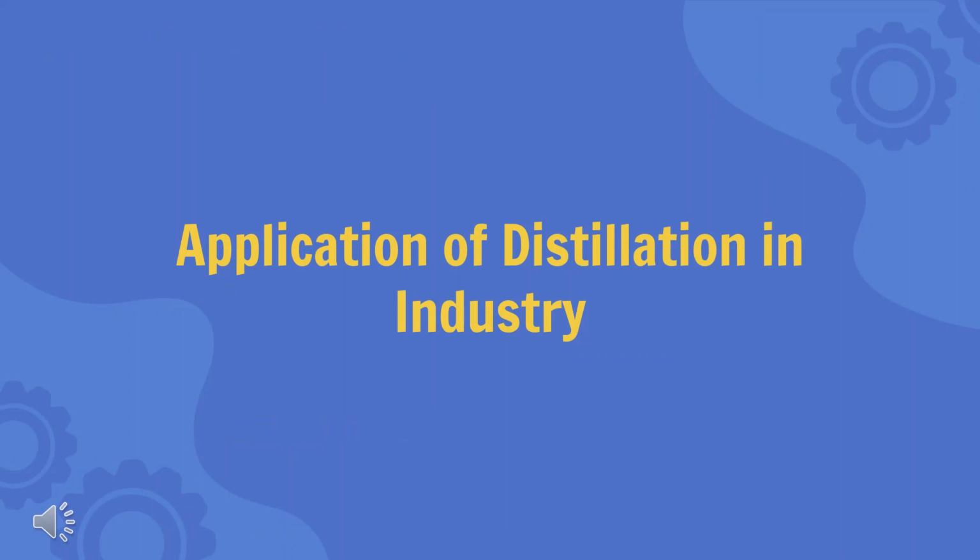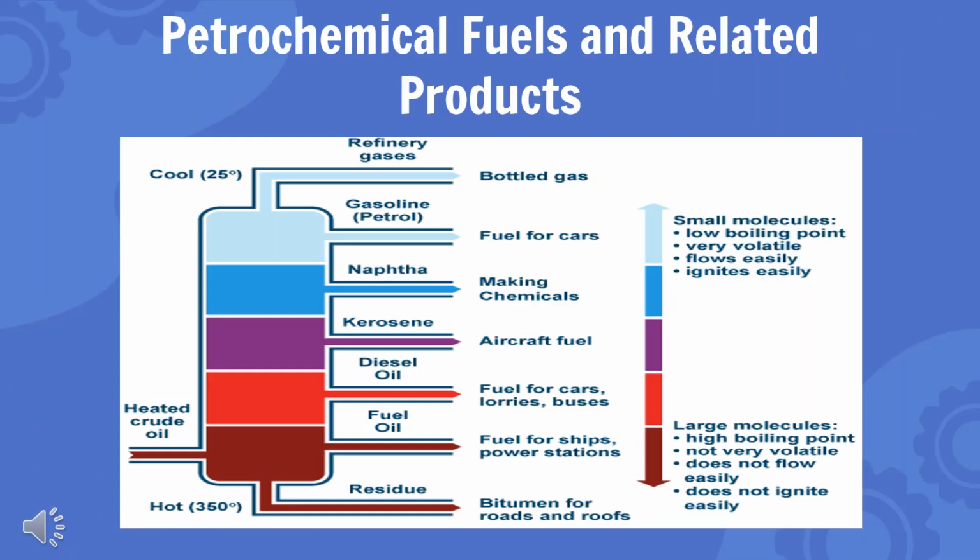Okay, now I will explain the application of distillation in industry. The first application is petrochemical fuels and related products. The production of gasoline, diesel, and other fuels and chemicals is a very important industrial application of distillation, amounting to many billions of dollars worth of processing annually.